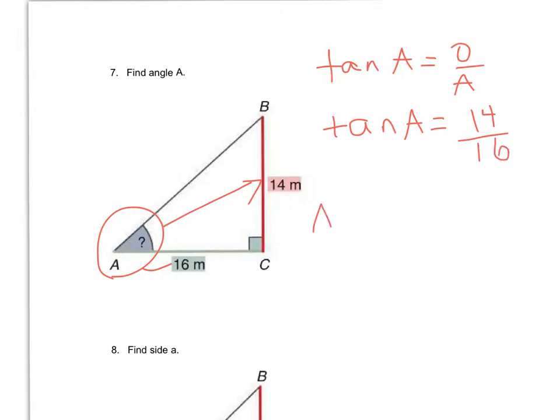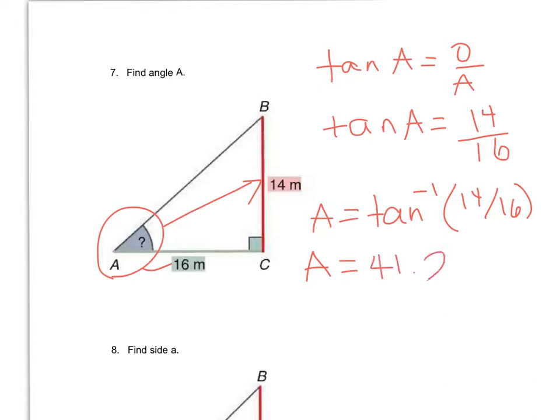And remember, whenever you're looking for the angle, you do need to use inverse trig. And you can type it in your calculator just like that. The inverse tangent of 14 over 16, you don't have to reduce it. It will still get you the right answer. Just make sure that you are in degree mode when you're looking for an answer in degrees.